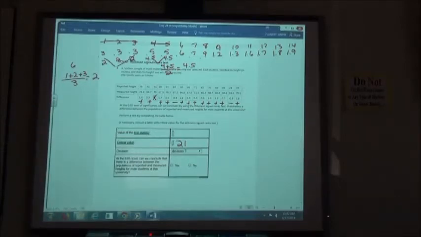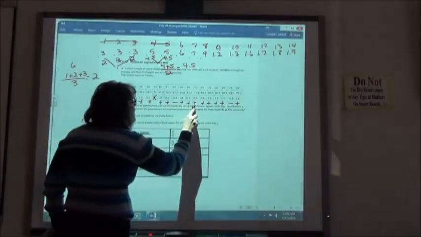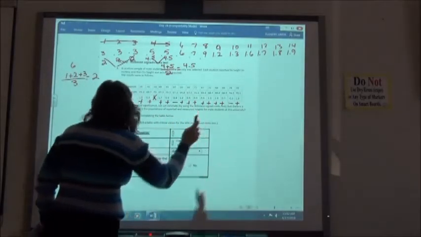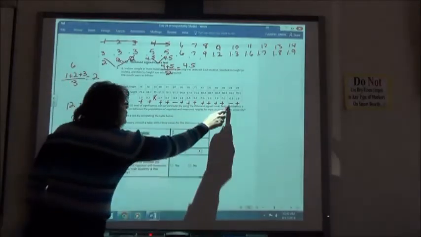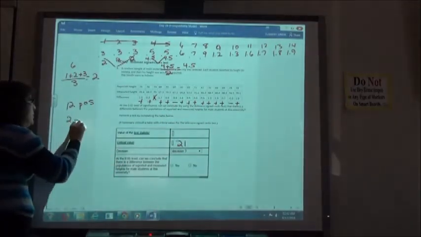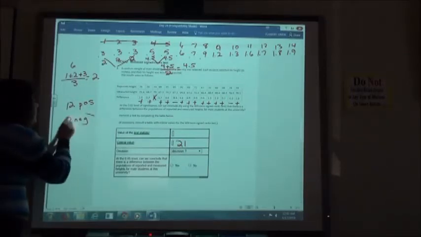So in this case, I look at how many negatives and how many positives. I've got 1, 2, 3, 4, 5, 6, 7, 8, 9, 10, 11, 12 positives, and only 1, 2 that were negative. Just like on the previous sign test, I always go with the lower value. I'm going to go with the lower value.